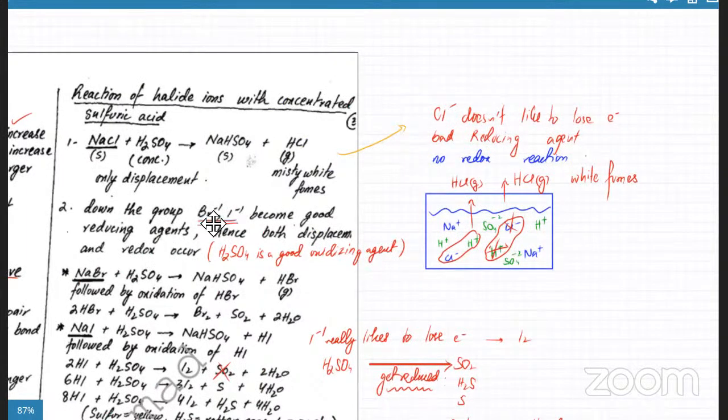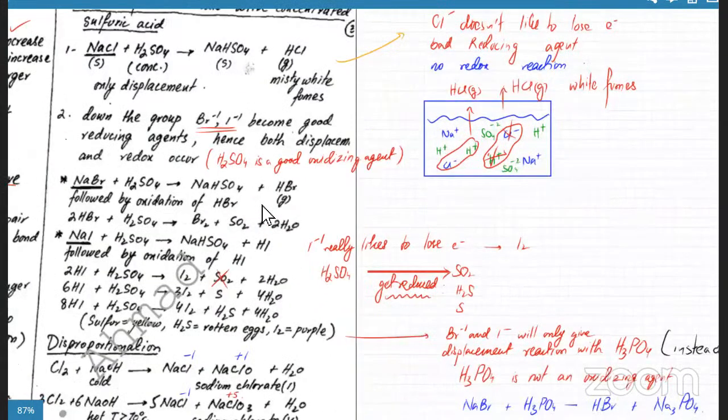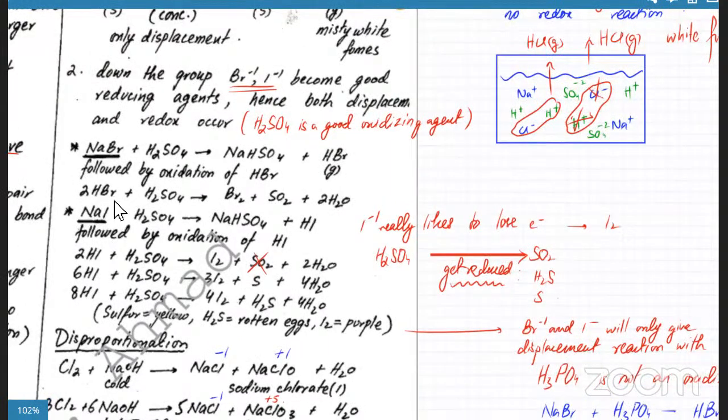But down the group, Br-1 and I-1 really like to lose electrons. So in that case, you do also have a displacement reaction, but Br-1 starts to lose electrons. It starts forming Br2, and sulfuric acid has to get reduced. Because if this is losing electrons, sulfur over here, which is +6, starts to gain electrons to form sulfur which is +4. The same happens with I-1, where the redox part is a lot stronger. I-1 is an extremely good reducing agent. So the sulfuric acid starts to get reduced to sulfur dioxide, H2S, and sulfur. So the reduction is a lot more in the case of NaI.